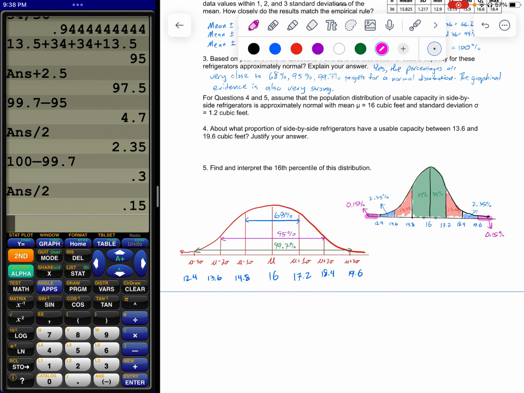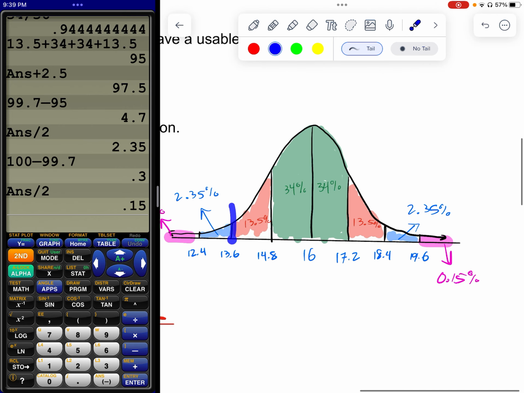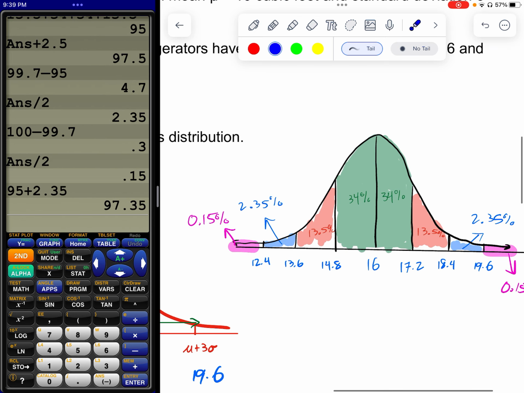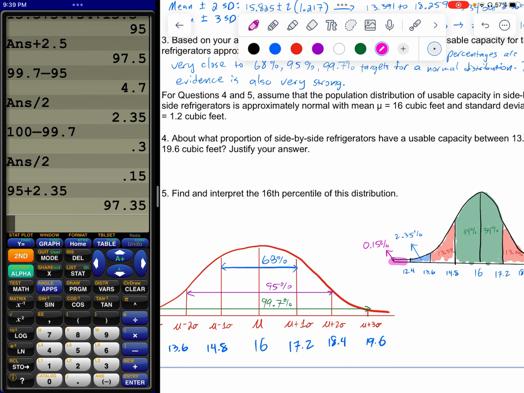All right, so now, sorry, back to the original question. Number 4, percent of fridges between 13.6 and 19.6. So if I zoom in there, right, from here to here is 95, and then I'm adding 2.35. So 95 plus 2.35 is 97.35. Okay. Whew, sorry, that took a while, 97.35%.